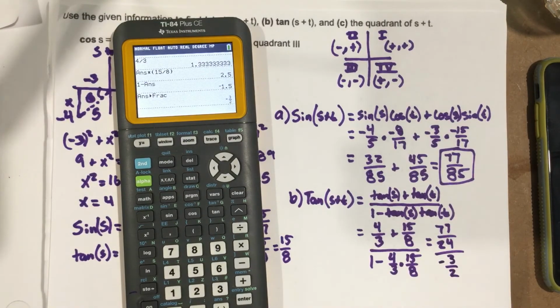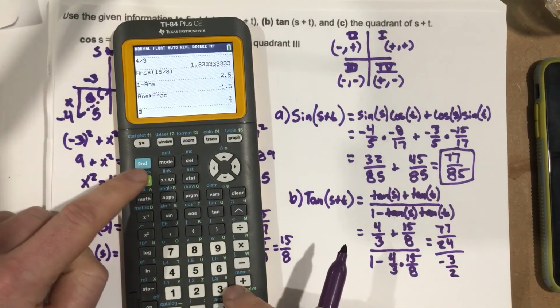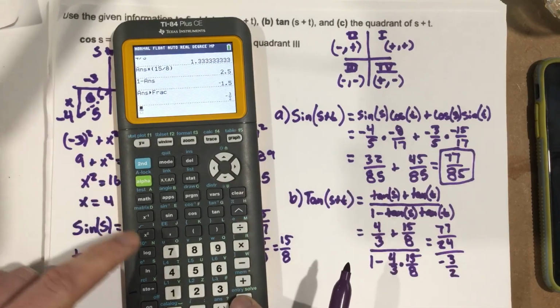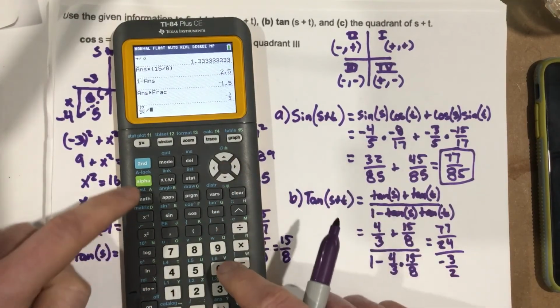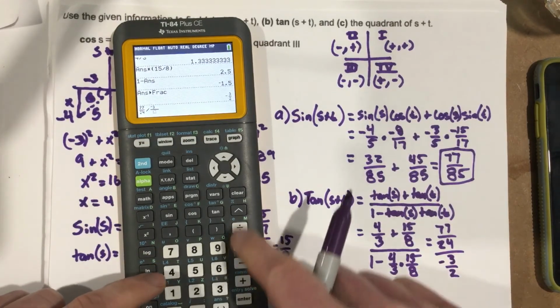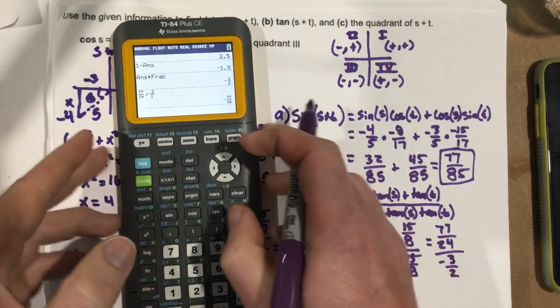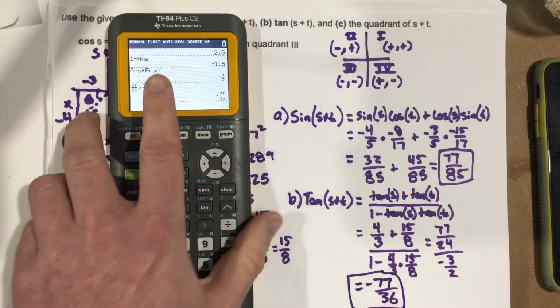So now I can go ahead and divide those. Let's do 2 fractions here. We'll do 77 over 24 divided by negative 3 over 2. That gives negative 77 over 36. So that's tan s plus t.